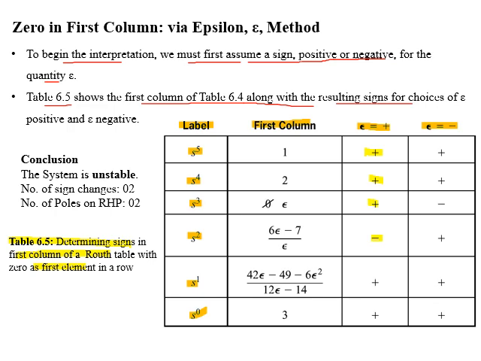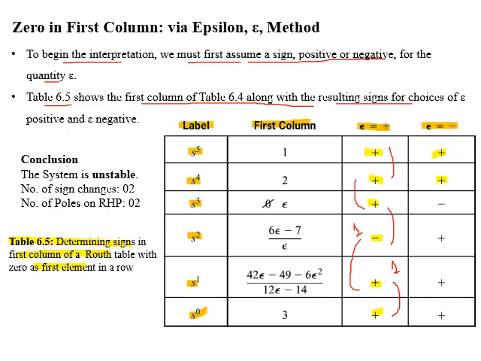If you look at column 3 of the table, from row 1 to row 2, we have no sign change. From row 2 to row 3, we have no sign change. From row 3 to row 4, we have one sign change. And from row 4 to row 5, we have a sign change. Similarly, from row 5 to row 6, we have no sign change. So for a positive value of epsilon, we have a total of 2 sign changes, which means 2 poles will be in the right half plane.